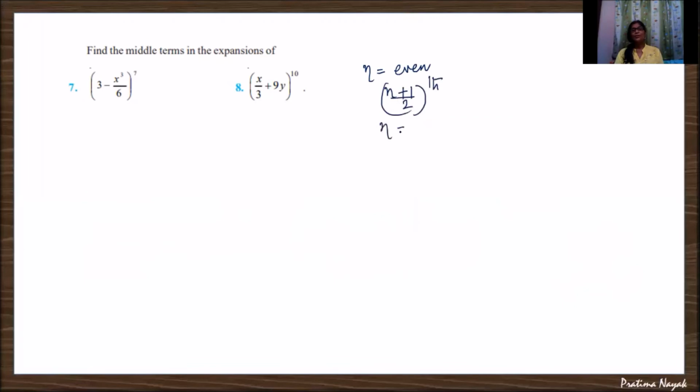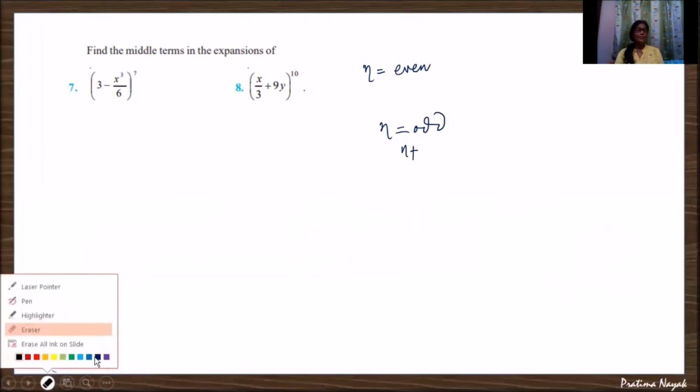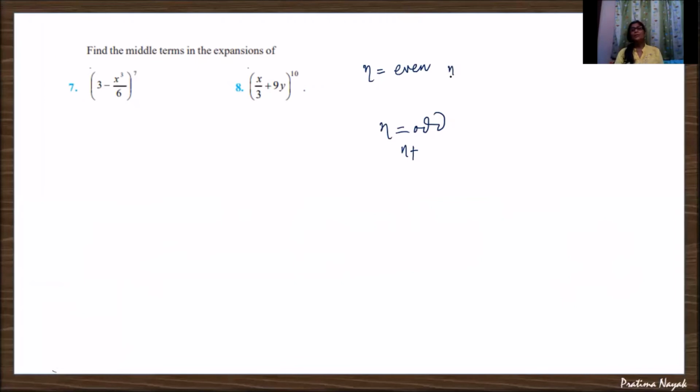And when n is odd, there are two middle terms. Let me write. When n is even, the middle term will be the n by 2 plus 1th term. And when n is odd, this is your n plus 1 by 2th term, and the next will be n plus 1 by 2 plus the next term.